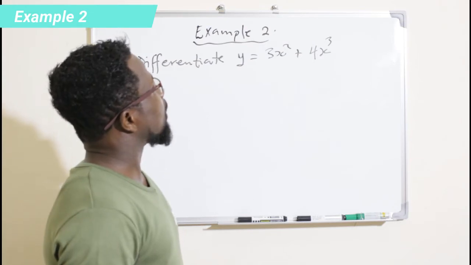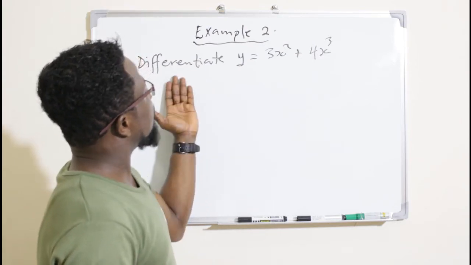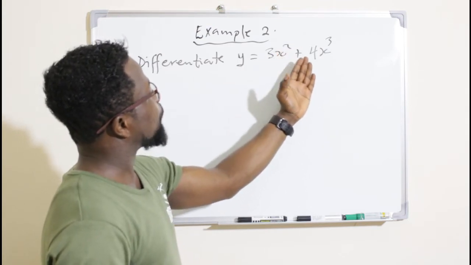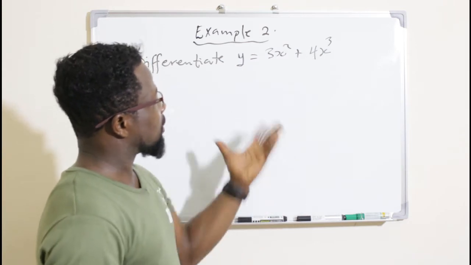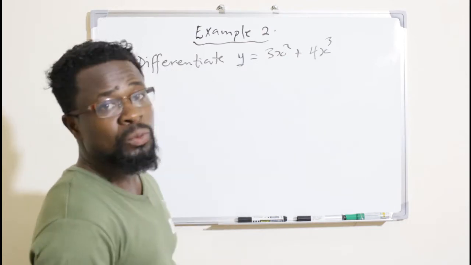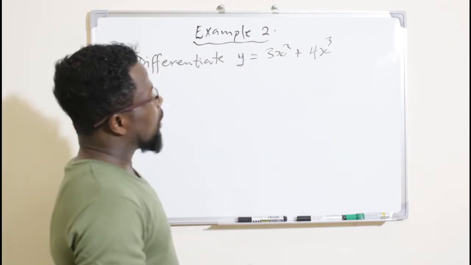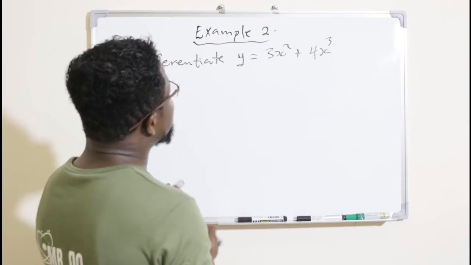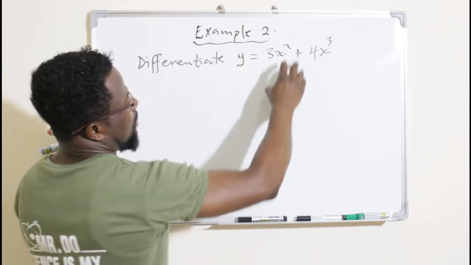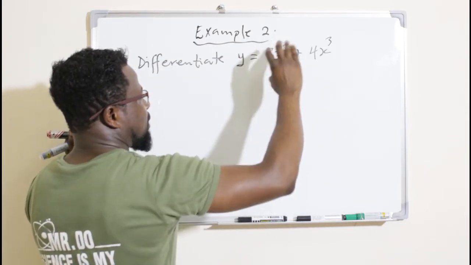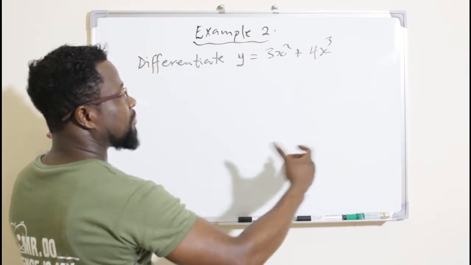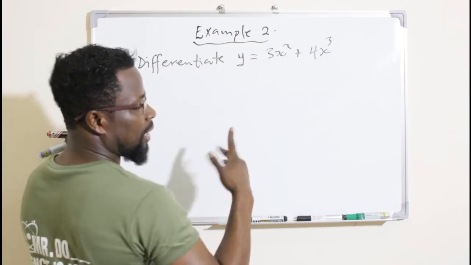Okay, so let's look at example number 2. Differentiate y equals 3x squared plus 4x cubed. This is another function for which we want to find the derivative. Remember, we can simply solve this by finding the derivative of this term and the derivative of this term, and checking to see if there are like terms, we add them together, and that is it.